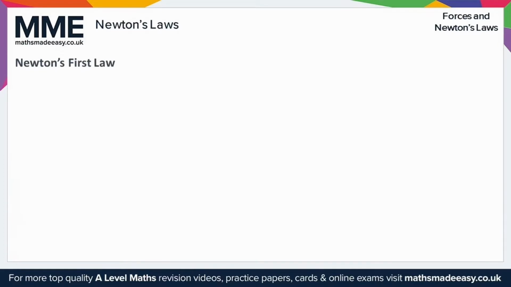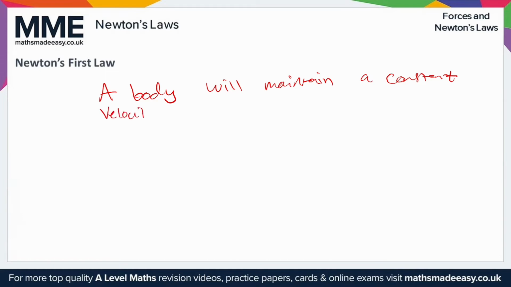So Newton's first law states that a body will maintain a constant velocity unless an external force acts upon it. Okay, so that might sound very complicated, but what does it mean?